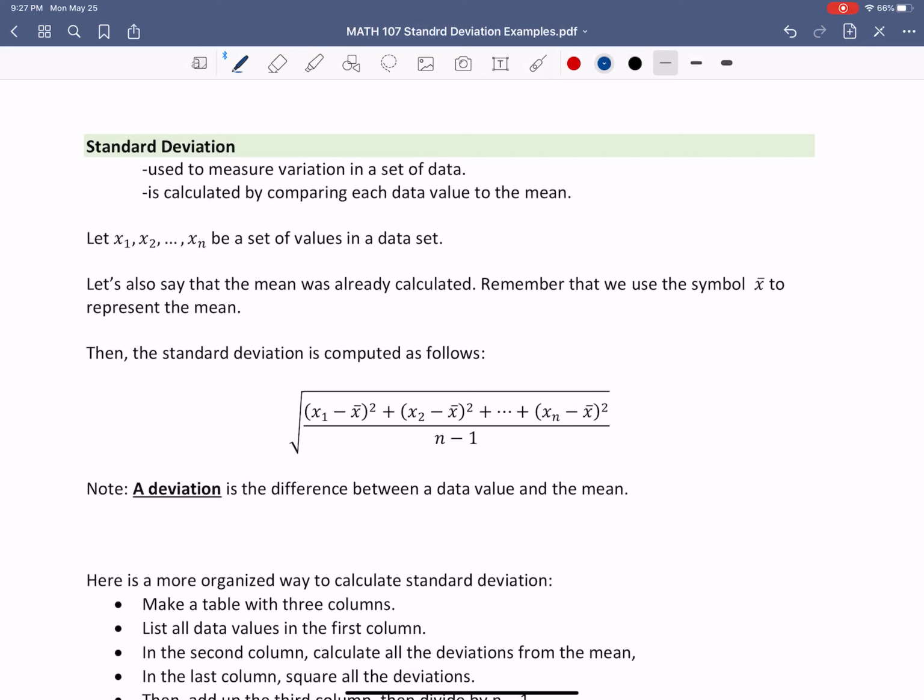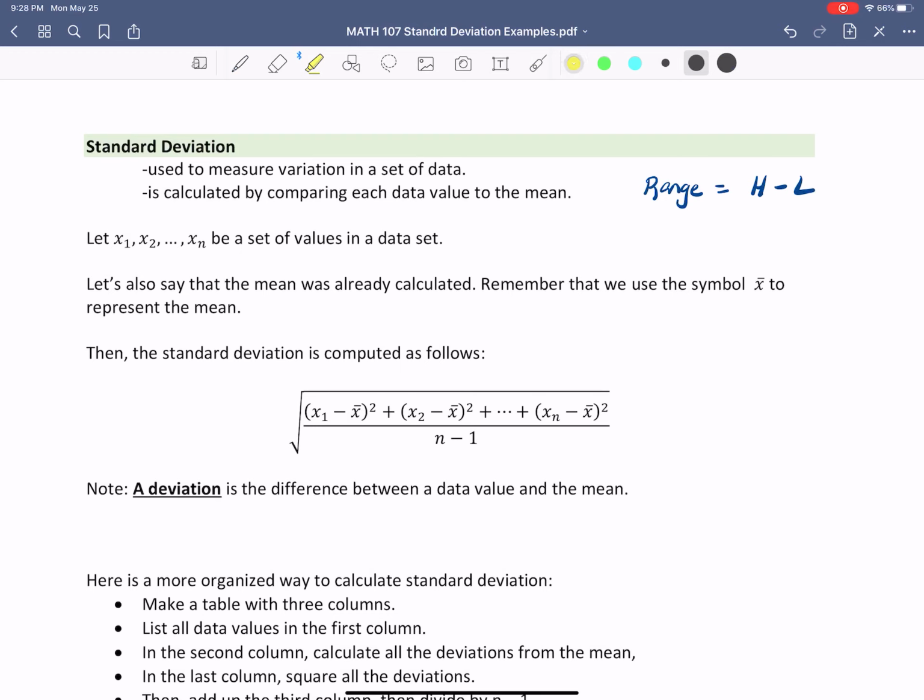One very important measure of variation when we talk about analyzing data is called the standard deviation. And this one is a little bit different than the range. We already talked about the range. Remember that the range was just the highest data value minus the lowest data value, but it doesn't really tell us a whole lot because it only involves two values.